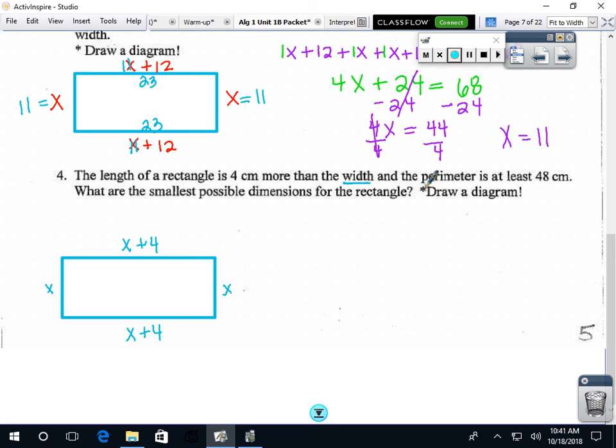Okay, now they want us to find perimeter, which means we add them all up. So that would be x plus 4 for the first side, plus x plus 4, plus x.